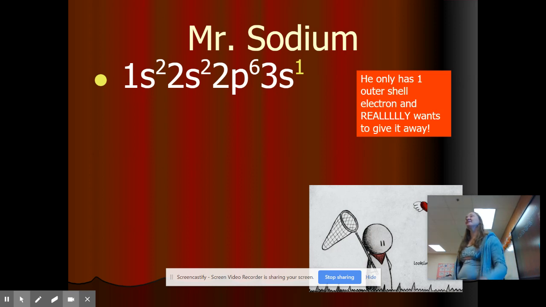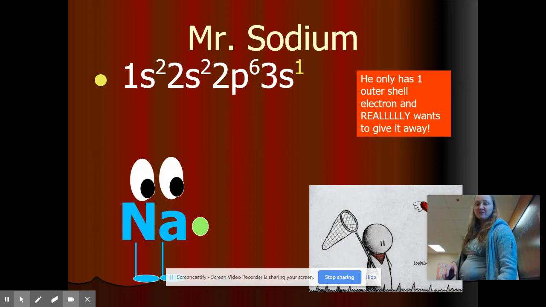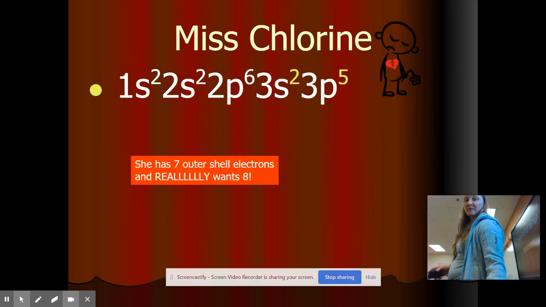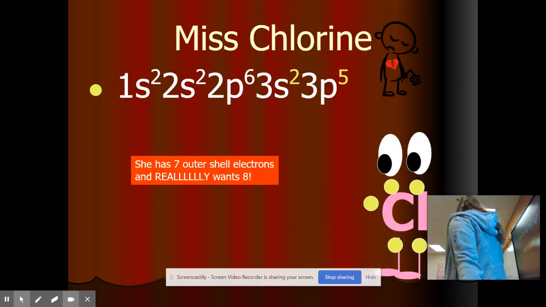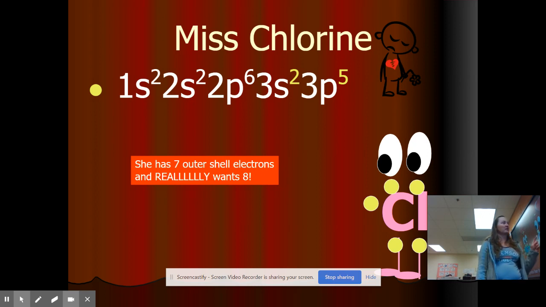All right, but he really wants to give it away and have a relationship, and everybody's like, nah. But he's got one little dot here and he wants to give it away. He doesn't want to hold on to that dot. So what's going to happen is little Miss Chlorine's over here. She's all lonely. She has 7 electrons. She really wants somebody else. She's kind of brokenhearted. So they're going to come together and they're going to share.